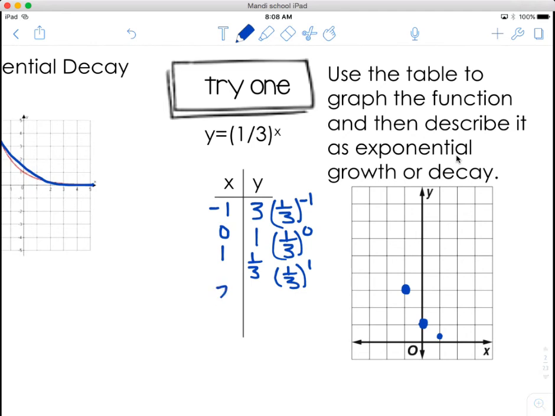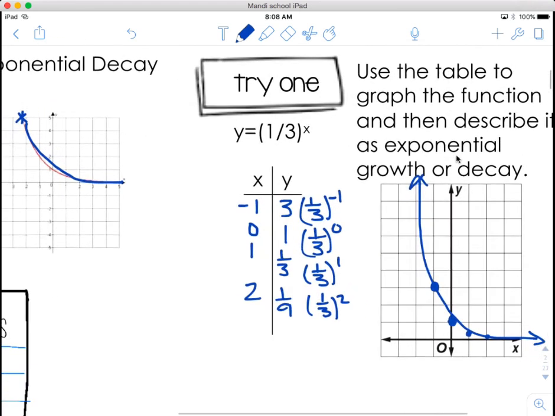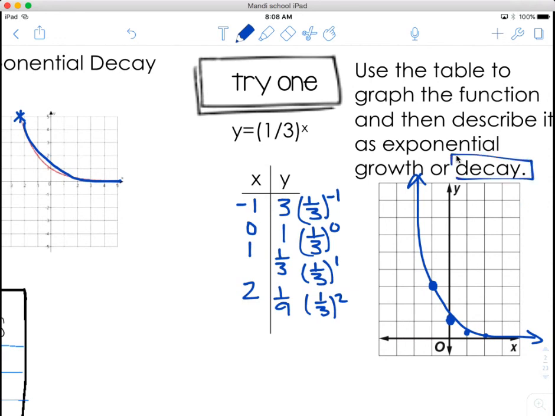Well, what happens if I go to 2? That's going to be 1/3 to the second power, which is 1/9. So at 2, it's at 1/9, which is even closer and closer and closer to the line. Let's draw this in. And then describe it as exponential growth or exponential decay. Well, according to our picture over here, this would be decay. We'll do some more practicing with this in class, and then we can do the practice problems.